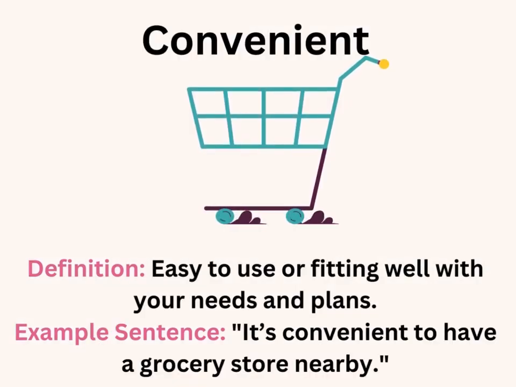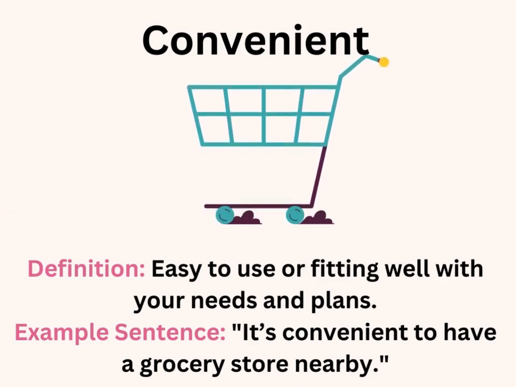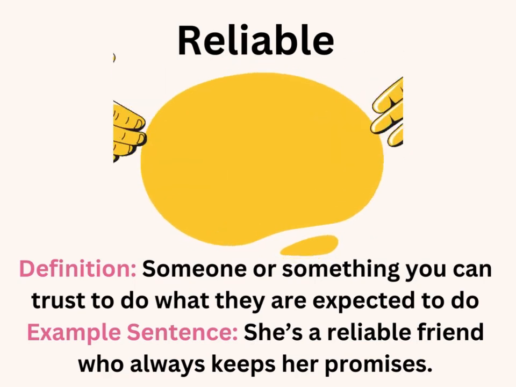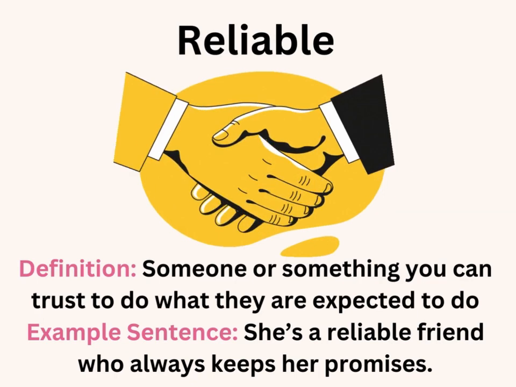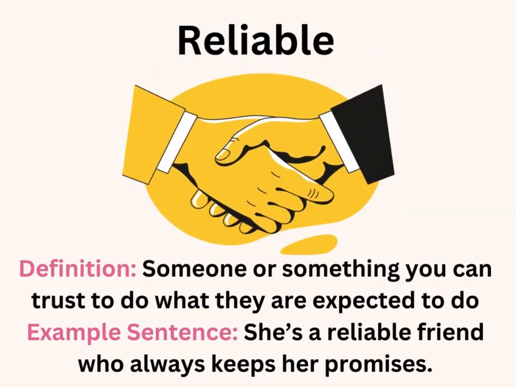Word: convenient. Definition: easy to use or fitting well with your needs and plans. Example sentence: it's convenient to have a grocery store nearby. Word: reliable. Definition: someone or something you can trust to do what they are expected to do. Example sentence: she's a reliable friend who always keeps her promises.